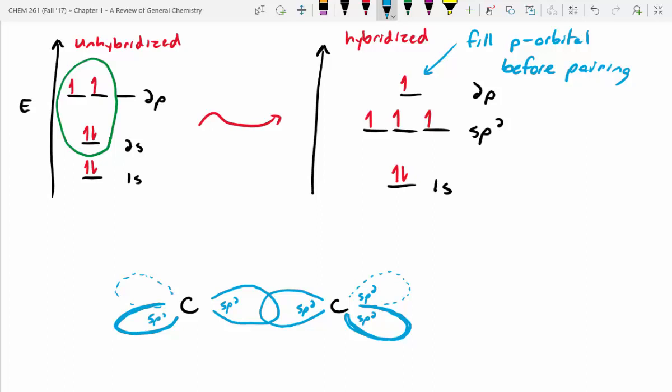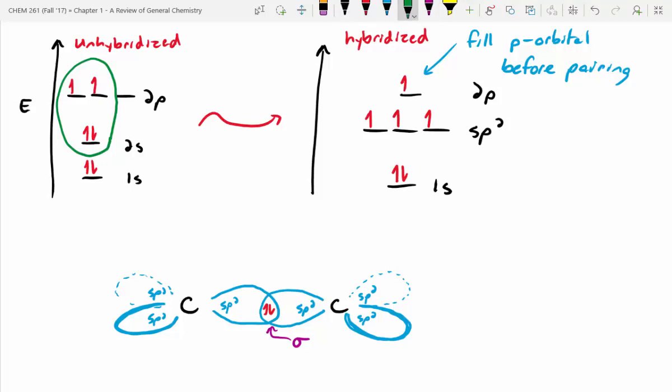And this is sp2, sp2. That makes sense because we know that there must be a sigma bond occurring between those two carbon atoms, right? So there's some overlap between the two carbons. Okay, now what I want to do is fill in the hydrogens.